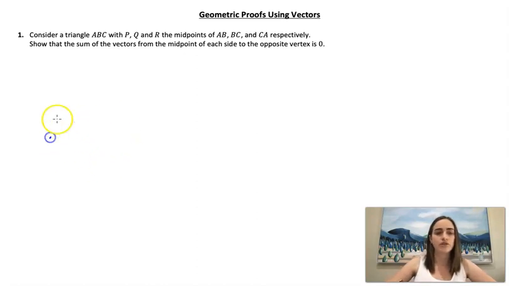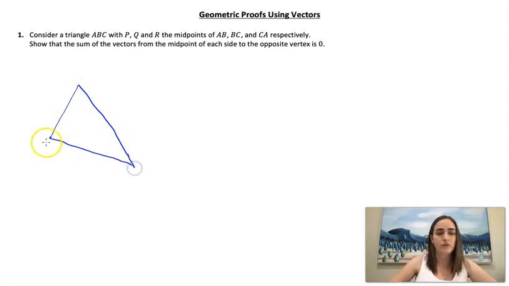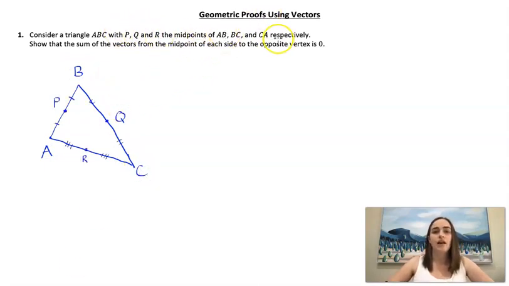So we're going to draw a triangle ABC, best I can without a ruler. Okay, let's call that triangle A, B, C. Now we know that the midpoints are P, Q, and R. So that's what's given to us in that first sentence.